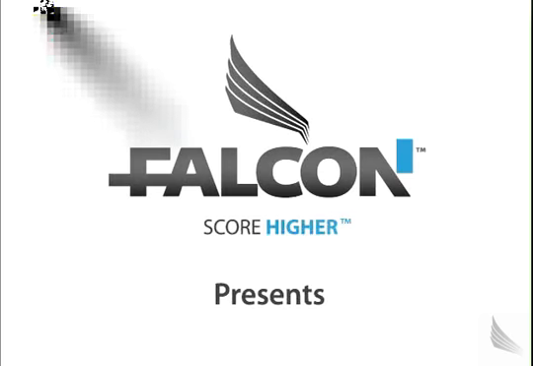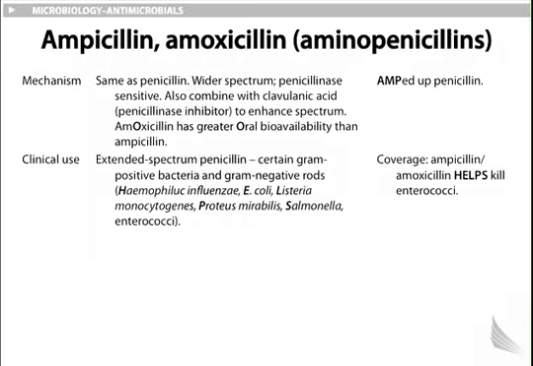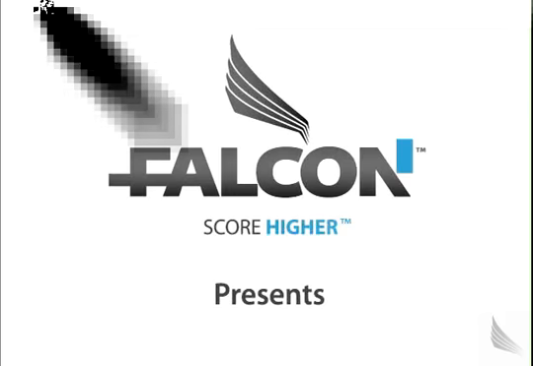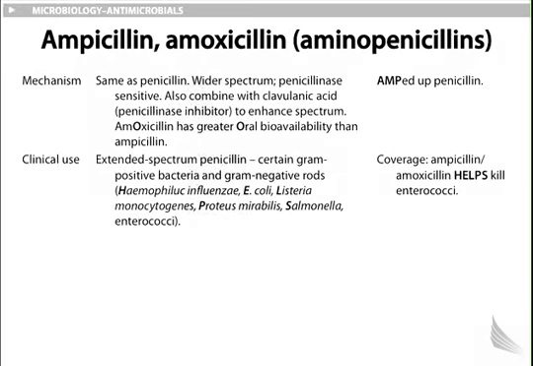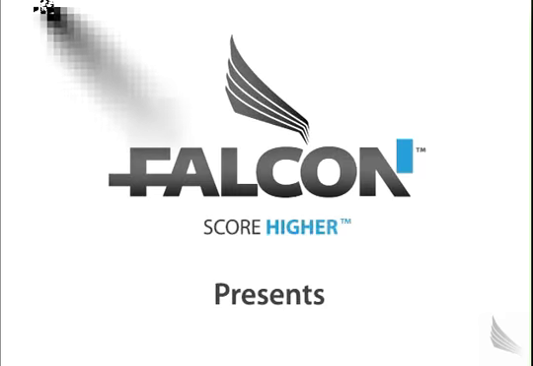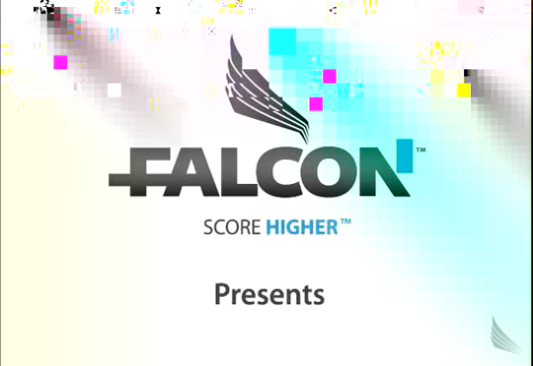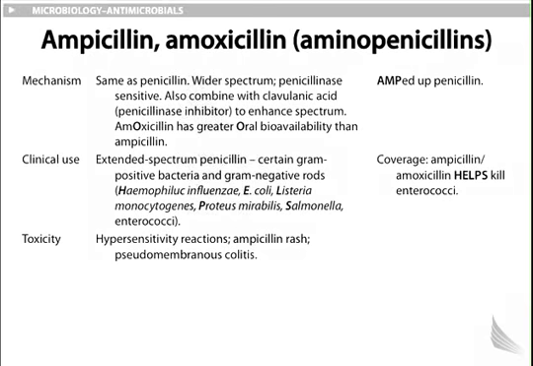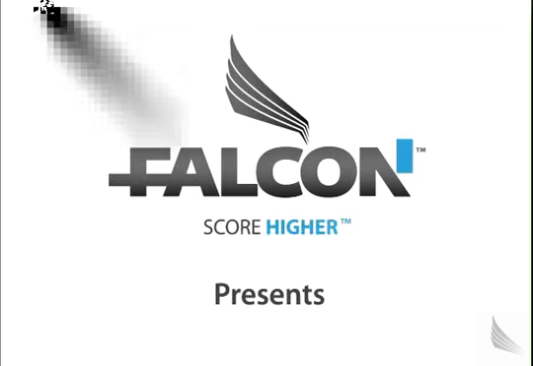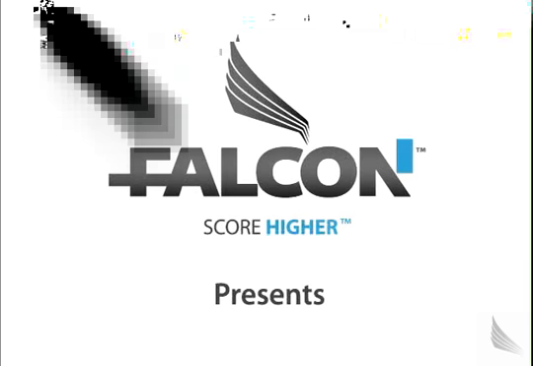You can remember this coverage by remembering that ampicillin and amoxicillin HELPS kill enterococci. So for HELPS, you have H, Haemophilus, E, E. coli, L, Listeria, P, Proteus, S, Salmonella, and enterococci. Toxicity to these agents includes hypersensitivity reactions, an ampicillin rash, and the development of pseudomembranous colitis.